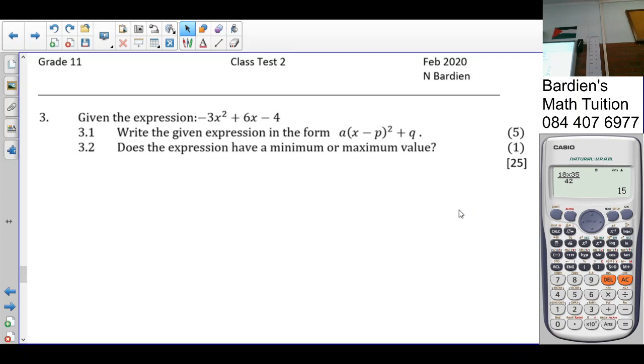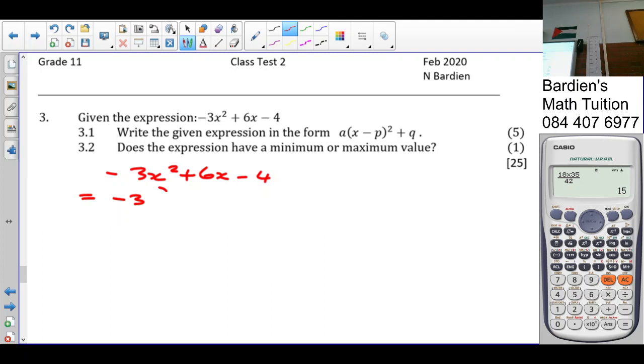Right, 3.1, here we go. What do we do first? They ask the cost given the expression negative 3x squared plus 6x minus 4. Write the given expression in the form a into x minus b squared plus q, also known as the completing the square form. Not so. So you get negative 3x squared plus 6x minus 4. We take out negative 3 as a common factor. So it's going to be x squared minus 2x. Negative 4 divided by negative 3 is 4 over 3. Not so. So you must add a number to complete the square with minus that same number.